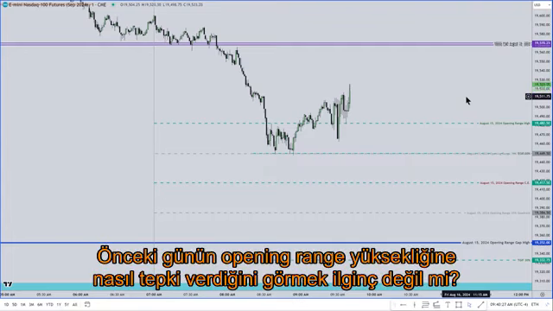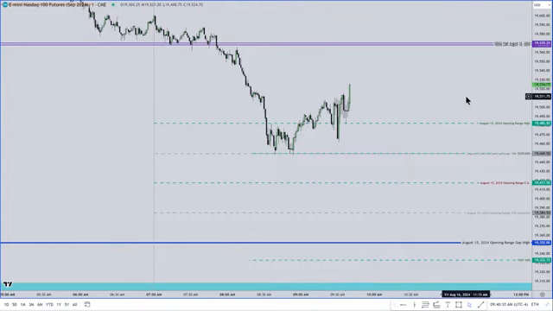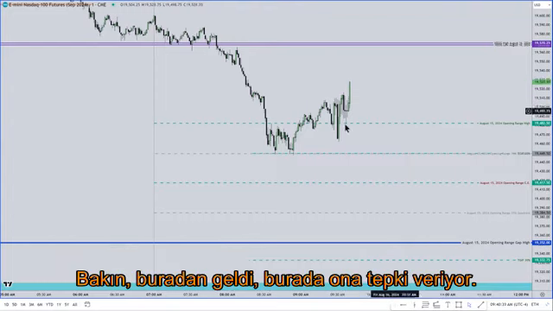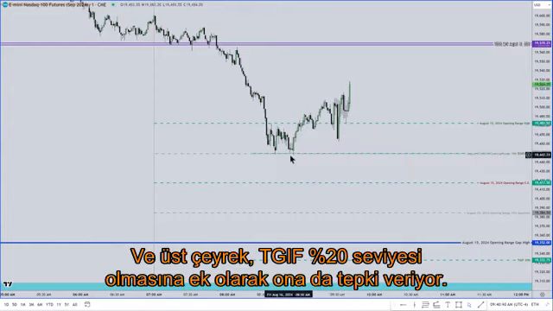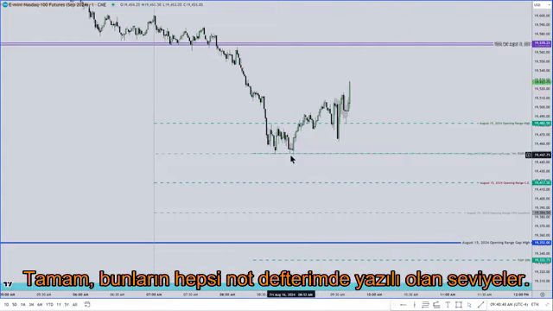Isn't it interesting to see how it reacts off that previous day's opening range high? See it keying off of it here and keying off of it here. And the upper quadrant, it's keying off of that also, in addition to it being the TGIF 20% level. Okay, so these are all levels that are written on my notepad.